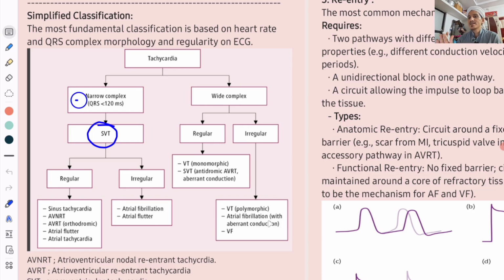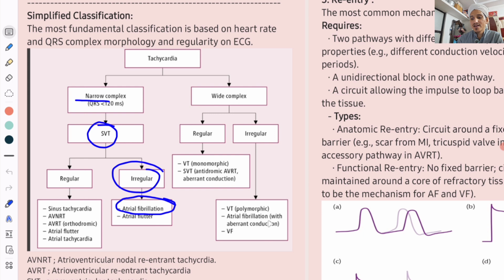When it is narrow, that means the action potential has passed through the normal wiring system of the heart, and the impulses are generated either from the SA node, or from the AV node, or from some ectopic foci or circuit in these structures. So it is SVT. Now you check the regularity. If it is irregular, most commonly it is atrial fibrillation. Just remember atrial fibrillation. You look at the RR intervals for regularity. If the RR intervals are irregular, it is atrial fibrillation.